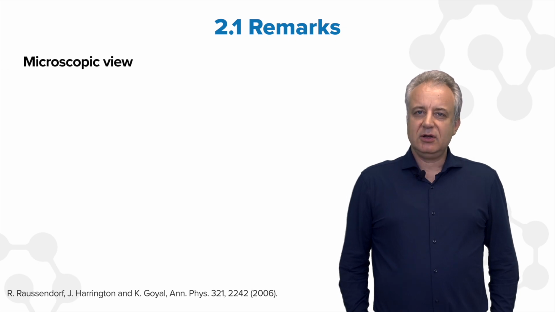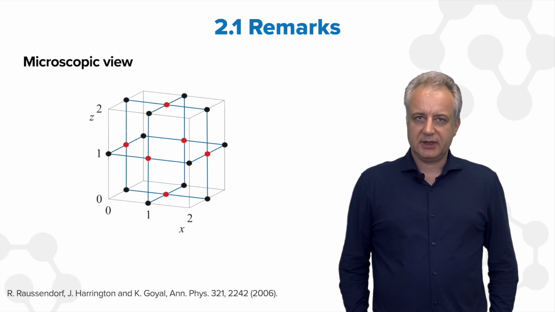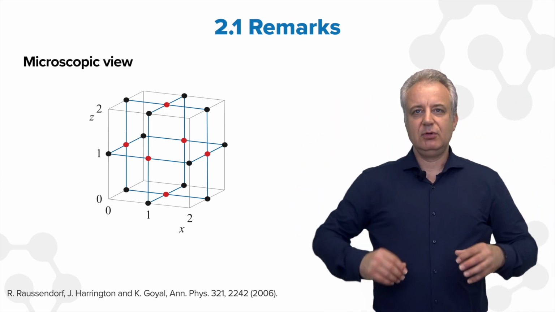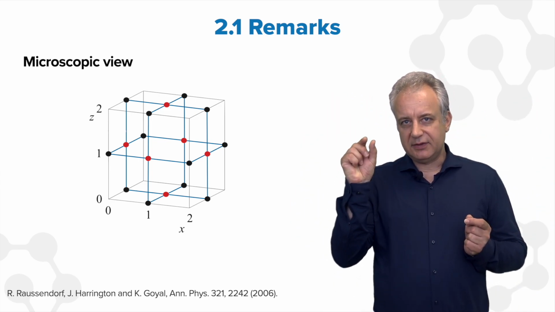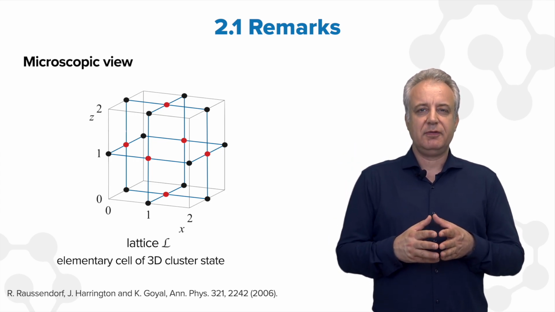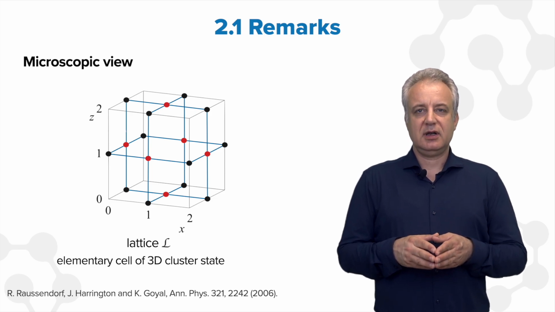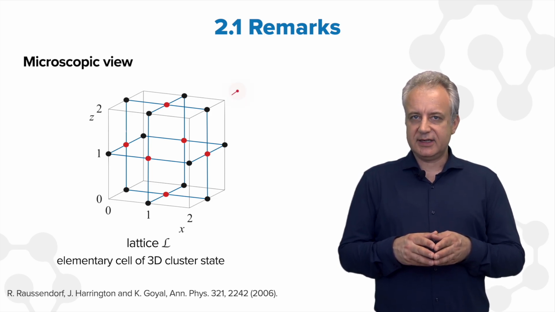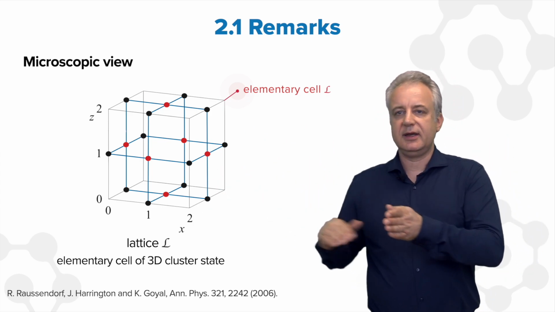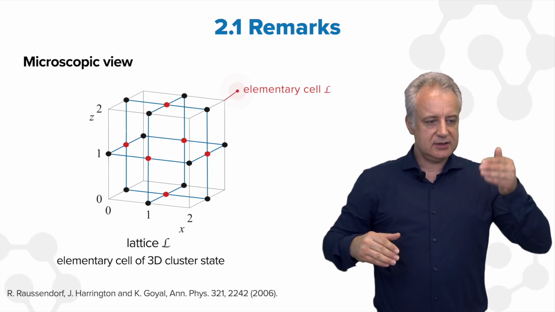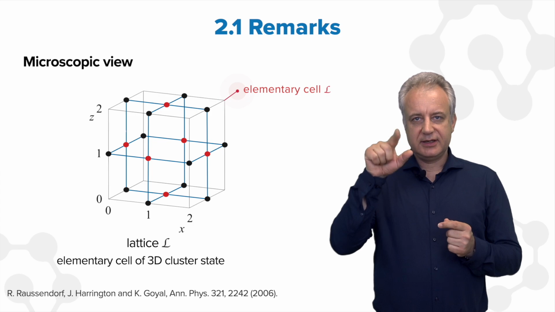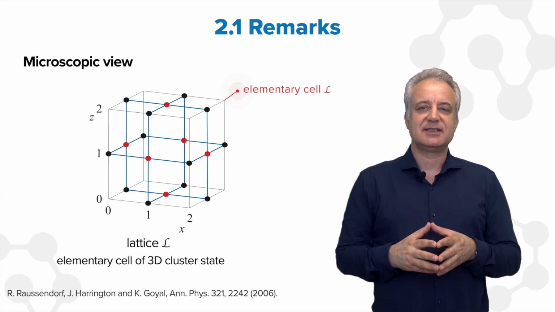Okay, so now let's look at the cluster microscopically. Previously we had the macroscopic picture, the view from a distance. Now we look at the small scale. In fact, what we are looking at here is an elementary cell of the three-dimensional cluster. The cluster state as a whole, or its lattice, is the cell that you see here repeated over and over again in all three spatial dimensions. Now that I said that, let's look at the cell itself.